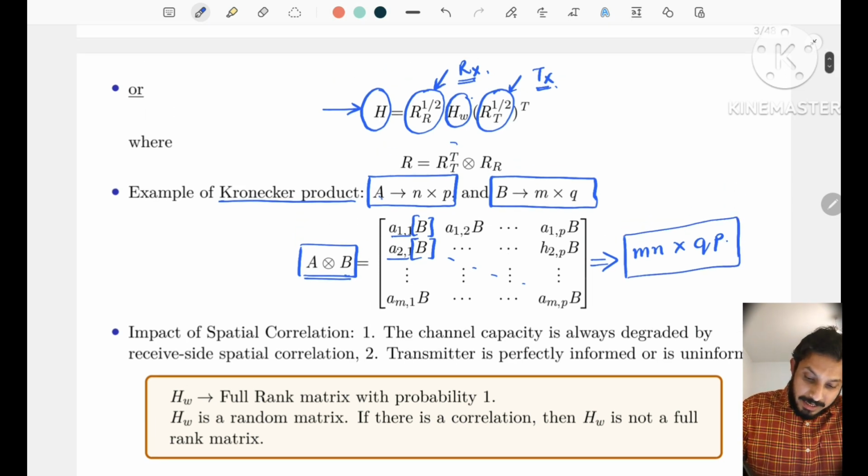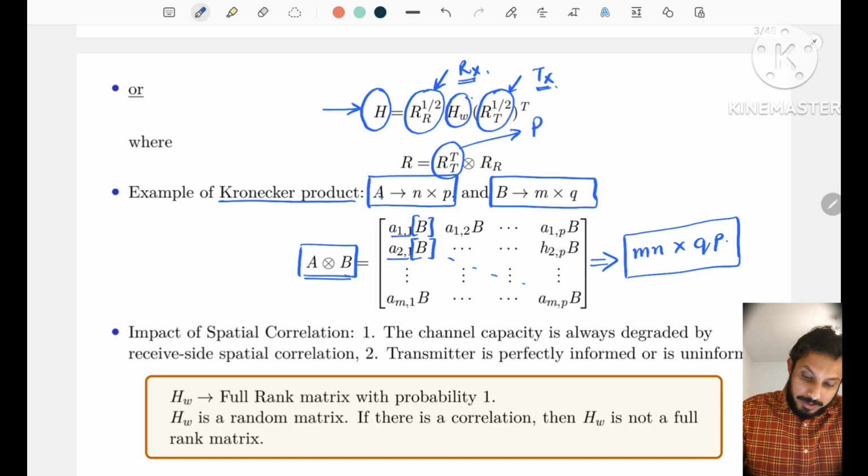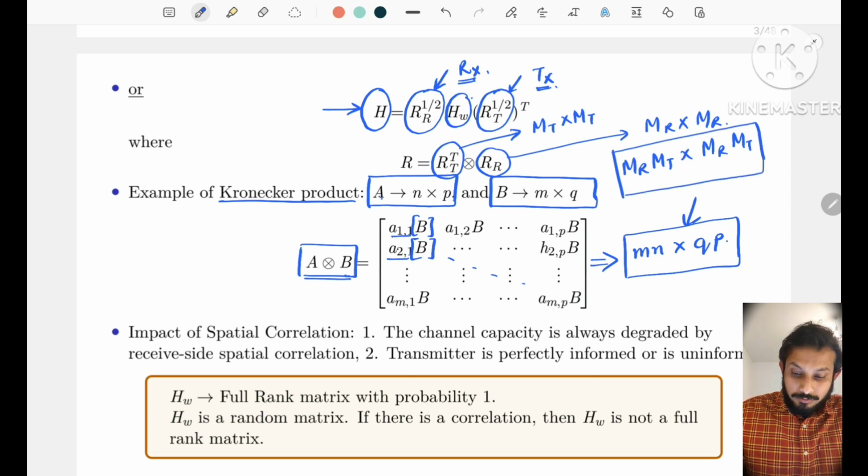Now in this case, let's assume that there are MT antennas at the transmitter. Then RT will be MT cross MT, and RR will be MR cross MR. Then using this, we can write MR MT cross MR MT. This is the dimension of the overall covariance matrix R.